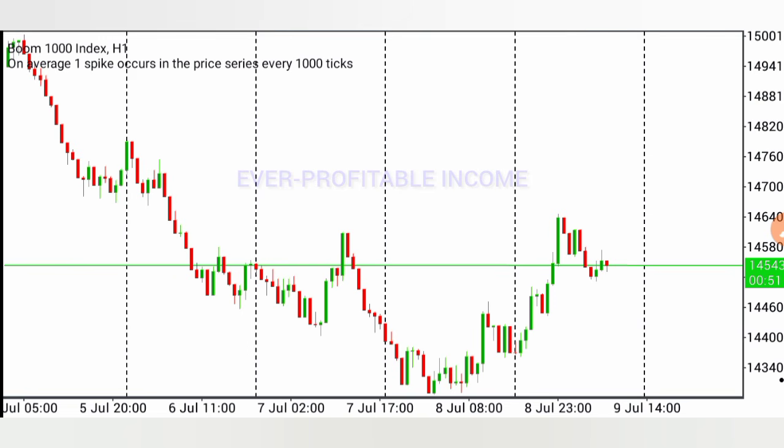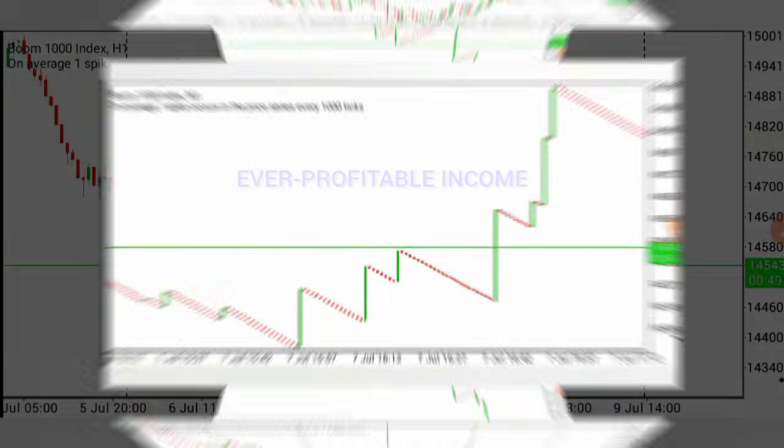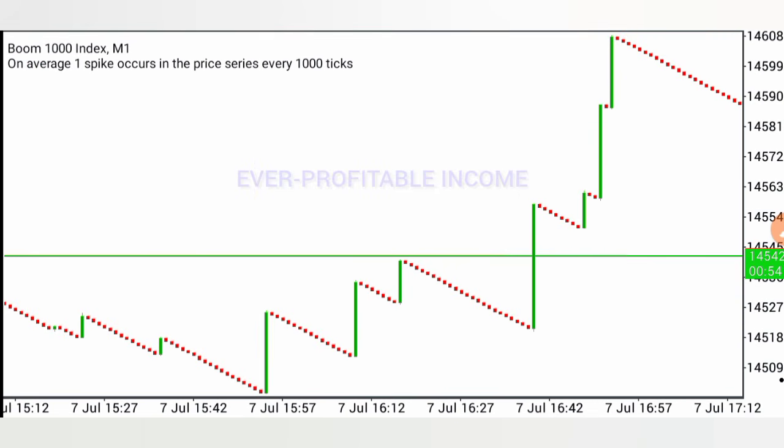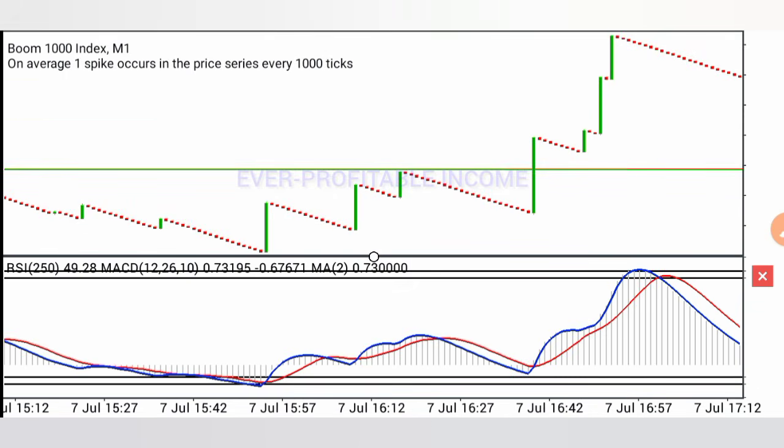So today's strategy, I'm going to show you how to catch spikes using this simple indicator, and it is really effective. Let's head over to the 1 minute time frame. I'm going to pull up my indicator window right here. Let me explain this strategy. On our indicator window we have 3 indicators.